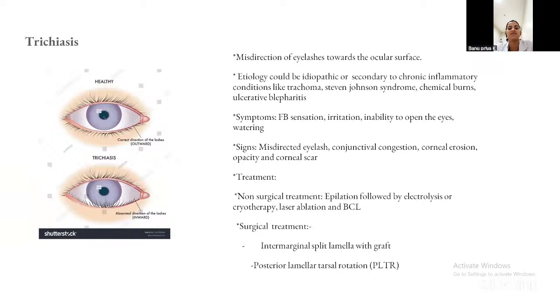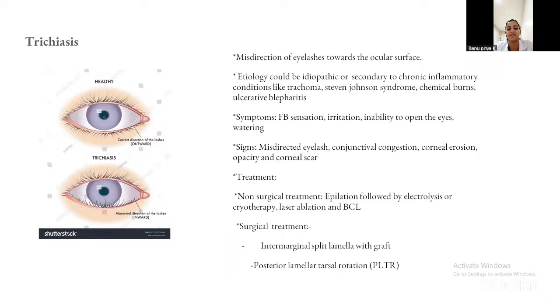Trichiasis is nothing but misdirection of the lashes. This could be because of secondary inflammation, glaucoma, Stevens-Johnson syndrome, chemical burns, or ulcerative blepharitis. Symptoms are a foreign body sensation, irritation, inability to open the eyes, and watering. Signs could be misdirected eyelashes, conjunctival congestion, corneal erosion, opacity, and corneal scar.